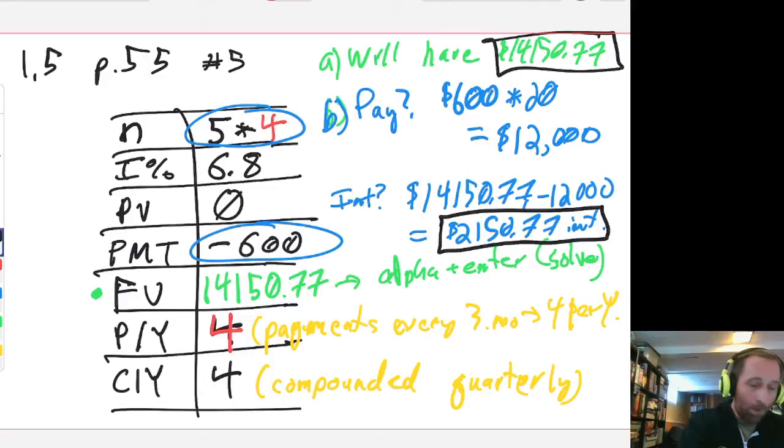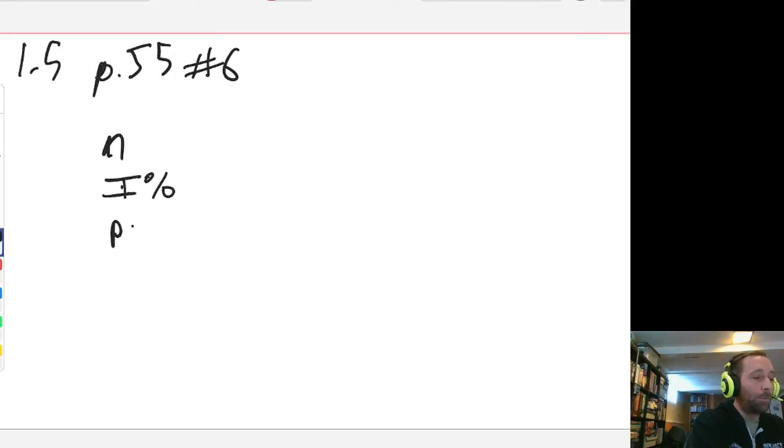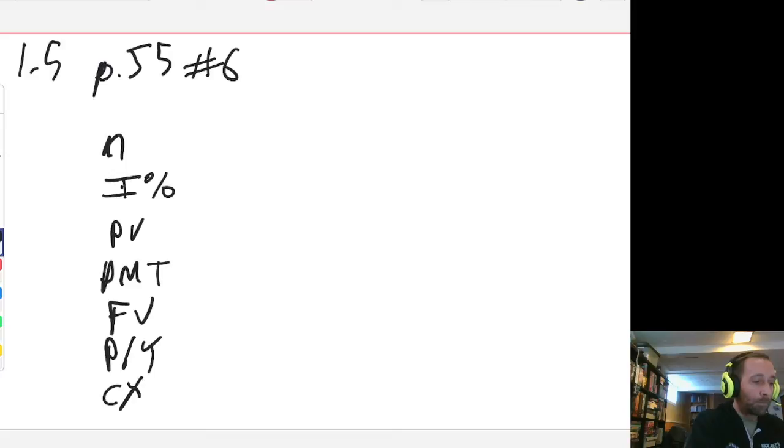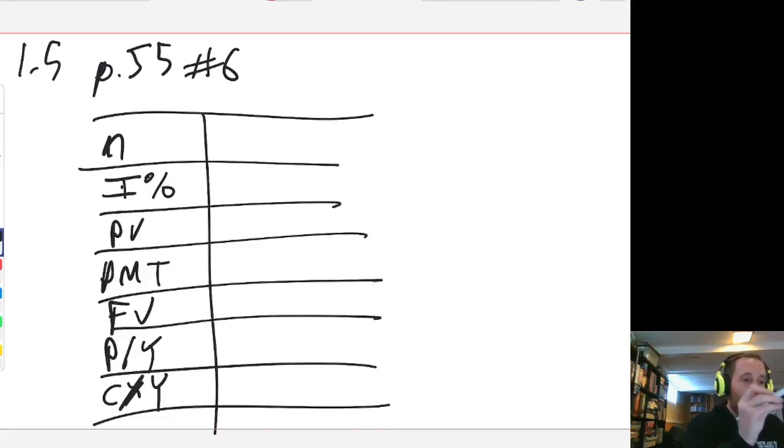I'm going to do one more example. Let's look at 1.5 on page 55, question number 6. Let's see if I can do this without tilting the iPad. Great. Okay. Before I even read the question, let me put my grid in.